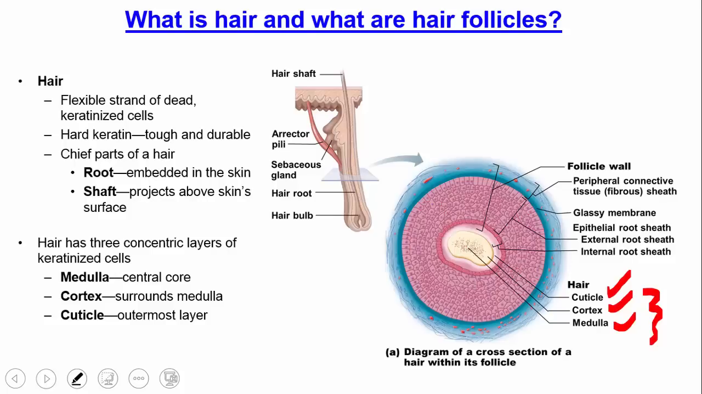If we start working our way out here, you'll see that we have an internal root sheath, an external root sheath. We have this follicle wall here. We have a glassy membrane. And then we have peripheral connective tissue that's this fibrous sheath. So different structures of the hair.